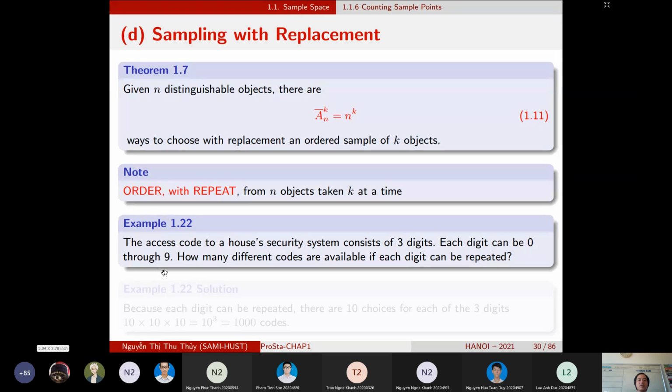Okay, for example, the access code to a house security system consists of 3 digits. So now we use 3 digits. For example, you need to put, for example, 425. That's the access code, and each digit can be any number from 0 to 9. So can you count how many different codes are available?